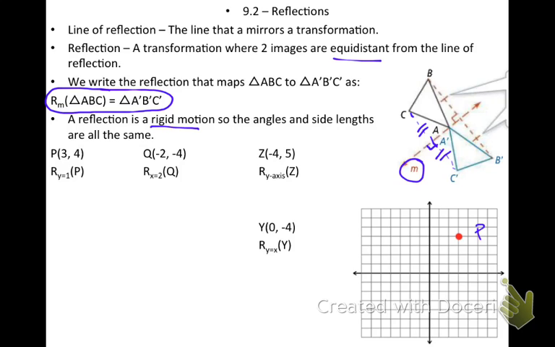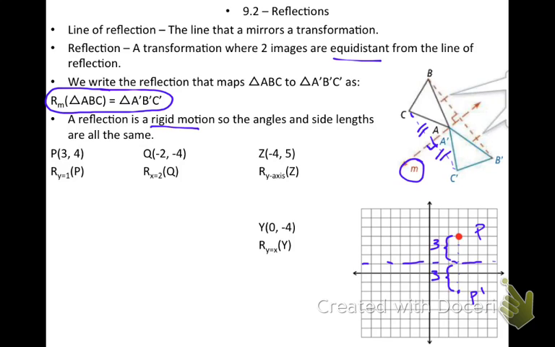There's my point P. I'm going to reflect it over the line y equals 1. y equals 1 is a horizontal line. And then I know it's going to be perpendicular, so it's going to travel down 3 units to get to my line of reflection, and so then I have to move 3 more units to get to my reflection, so that's P prime. Same thing for Q, graph it, reflected over the line x equals 2. x equals 2 will be a vertical line to the right of my origin.